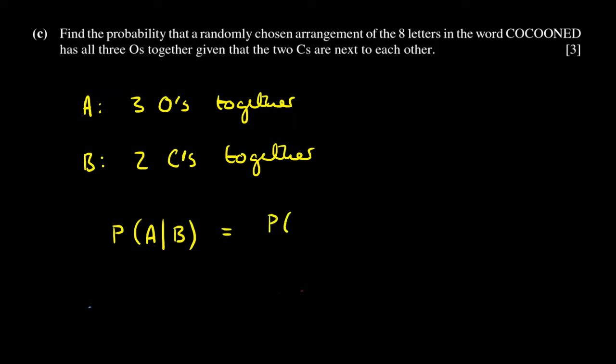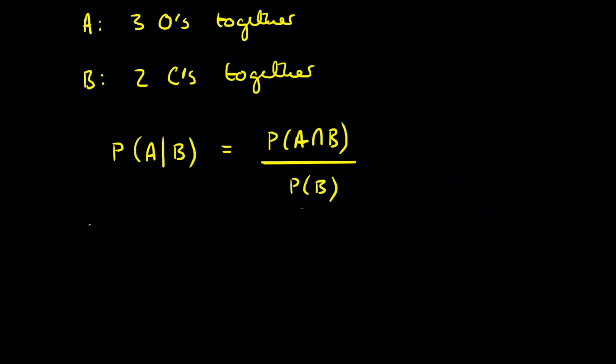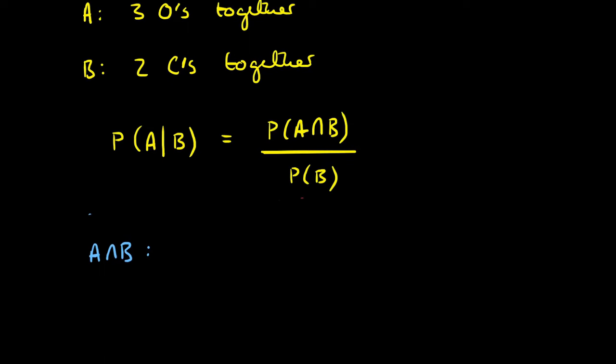And the probability of A given B is the probability of A intersection B divided by the probability of B. And so what we need to do is consider these two cases, the case A intersection B and the case just B on its own. Well, A intersection B, we're going to have the three O's together and the two C's together at the same time. So 1, 2, 3, 4, 5, 6, 7, 8. Let's say this is the three O's together. So those are our O's. And these things are our two C's together. So those are our C's.